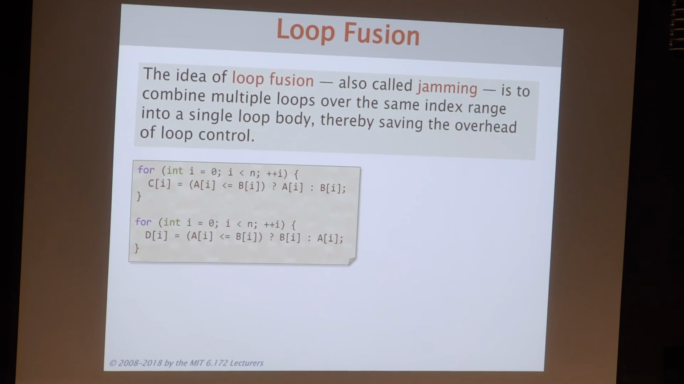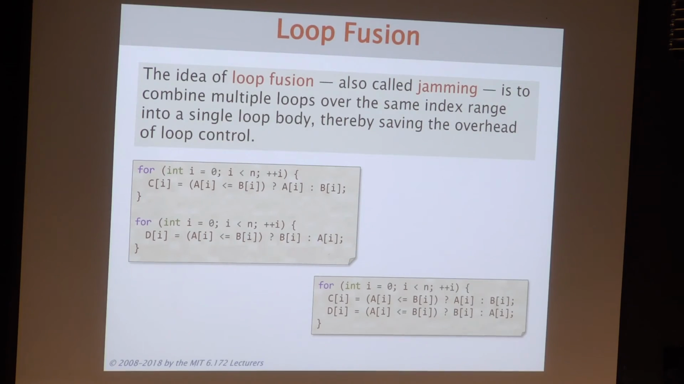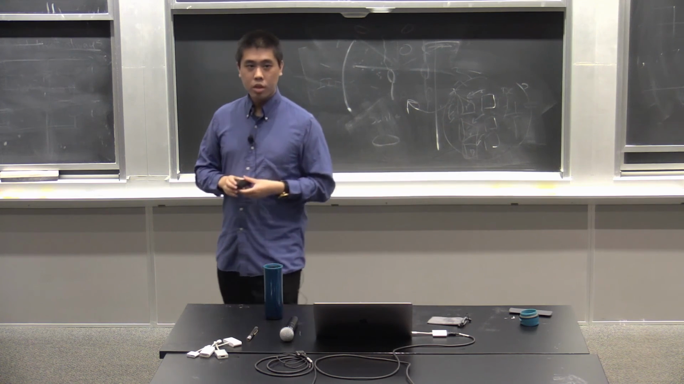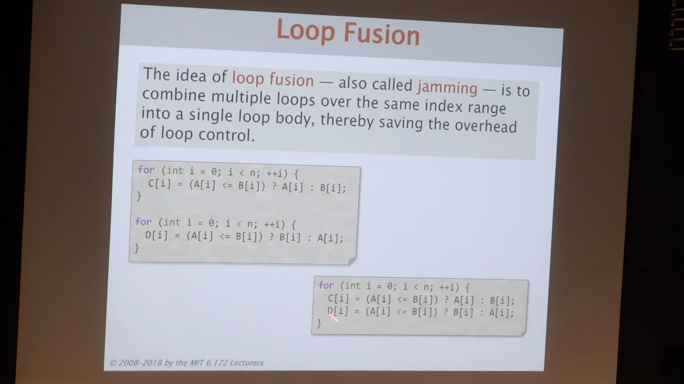So since these are going over the same index range, I can fuse together the 2 loops, giving me a single loop that does both of these lines here. And this reduces the overhead of loop control code, because now instead of doing this exit condition check 2n times, I only have to do it n times.